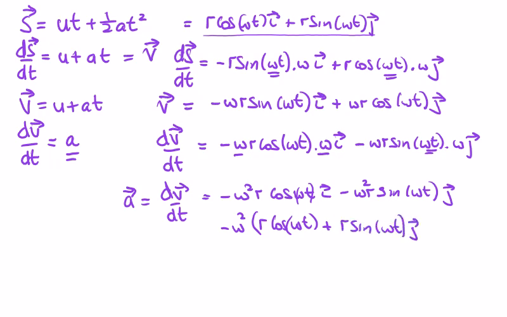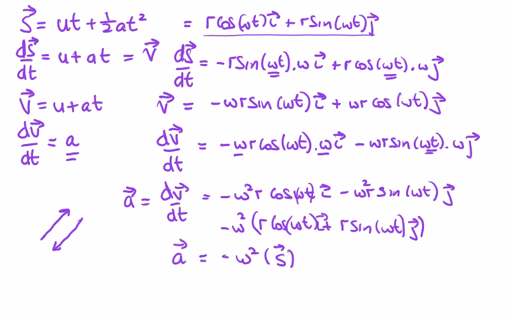I'll put in my vectors, my j and my i. So what have we got here? We have minus w squared by displacement. So you can see that the a is directed along s, but in the opposite direction. We were looking in this direction, but because of minus w squared, it's directed in this direction, which is towards the center of motion. So this is my minus w squared s for my acceleration.